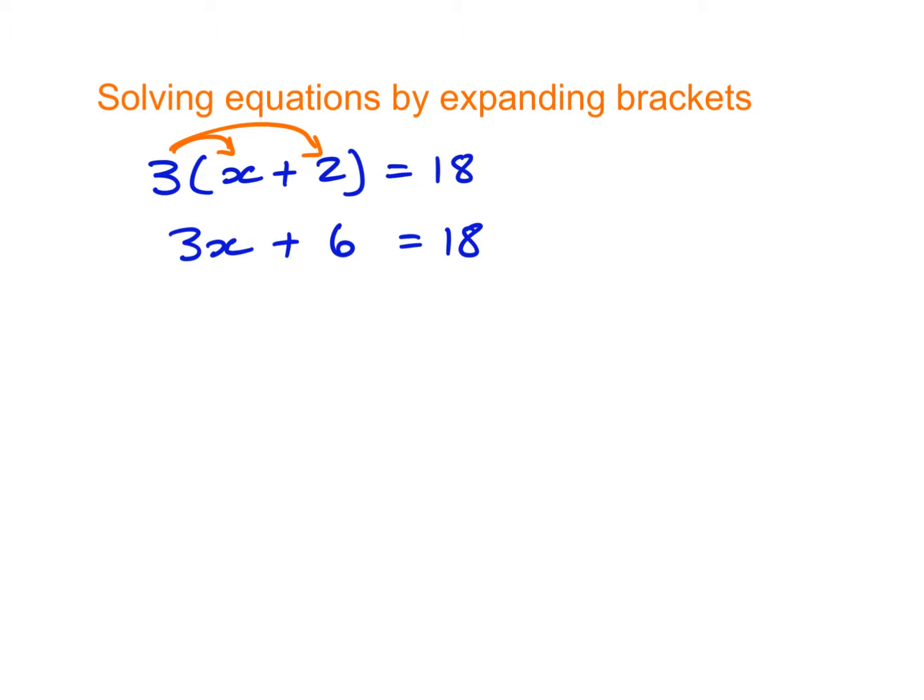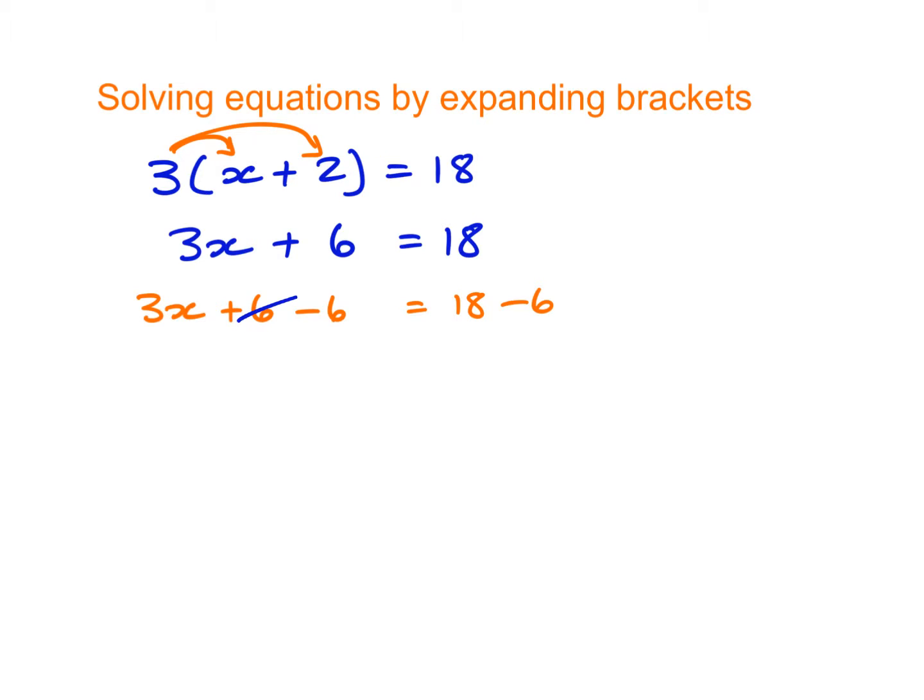The next thing I need to do is I need to get my 3x all by itself. So I actually need to remove this plus 6 or add 6. So I'm going to subtract 6 from this side. And obviously what I do on the left hand side I need to do on the right hand side. So I'm going to do this. 3x plus 6 minus 6 is equal to 18 minus 6. So what I've done on my left hand side, I need to do to my right hand side, and that's to keep this equation in balance.